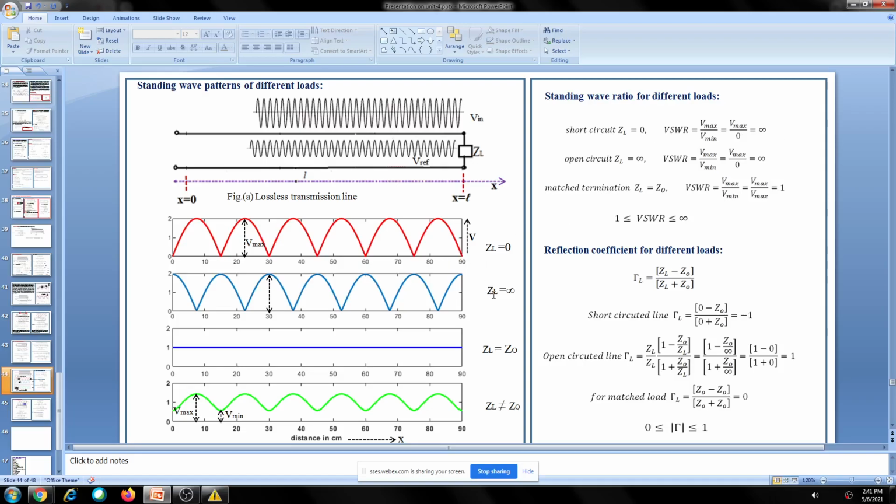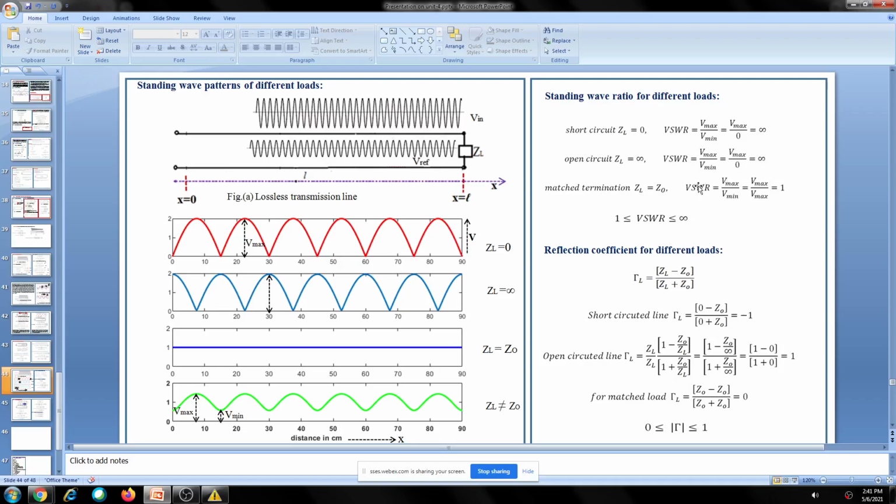Similarly, you can see ZL equal to infinity, open circuit. For open circuit again, V maxima by V minimum. V maximum is some value. What is the V minimum again? For ZL equal to infinity, it is 0 again, coinciding with the 0 here. So it is infinity again. Infinity means the entire wave is reflected back. The higher the value of VSWR, the more the reflection.